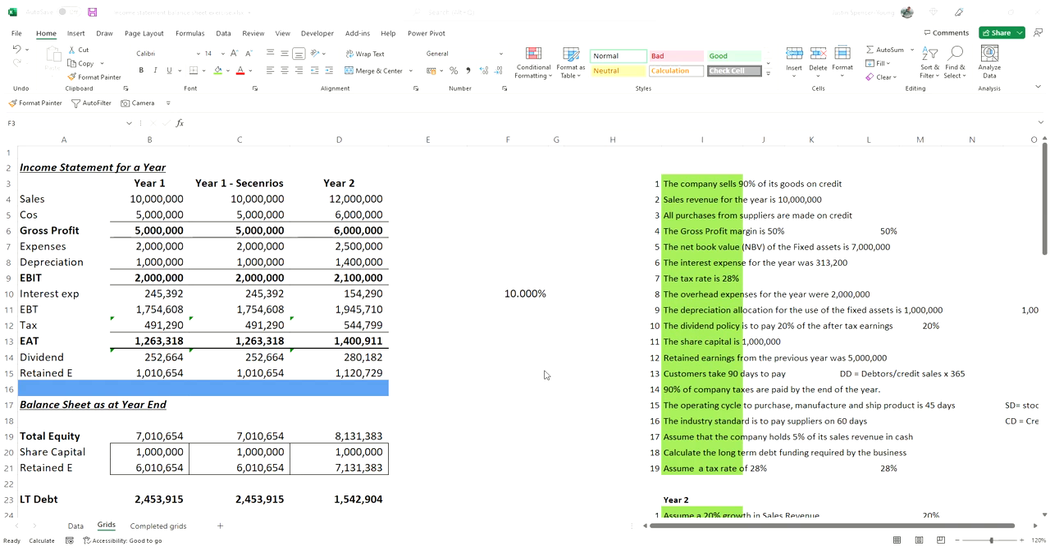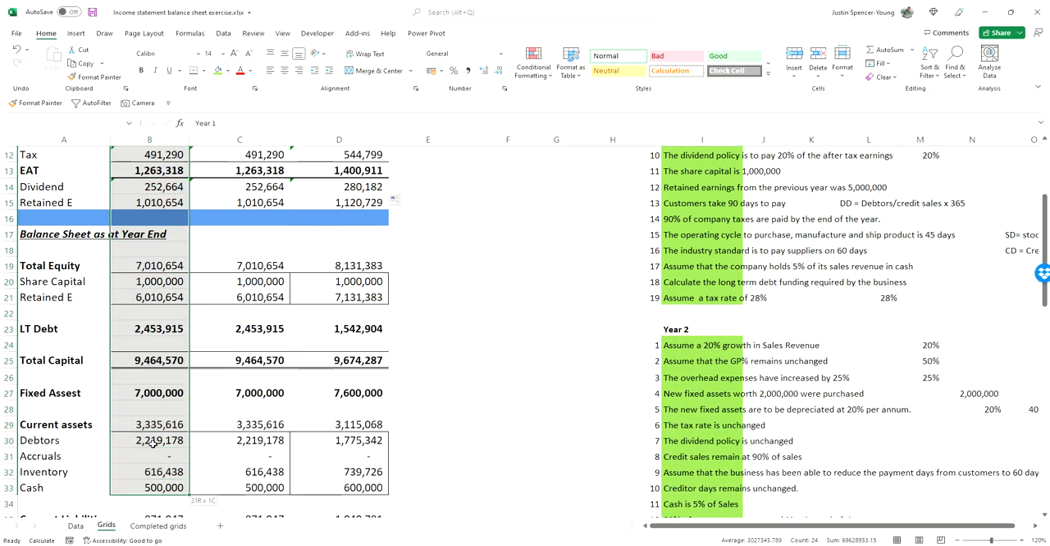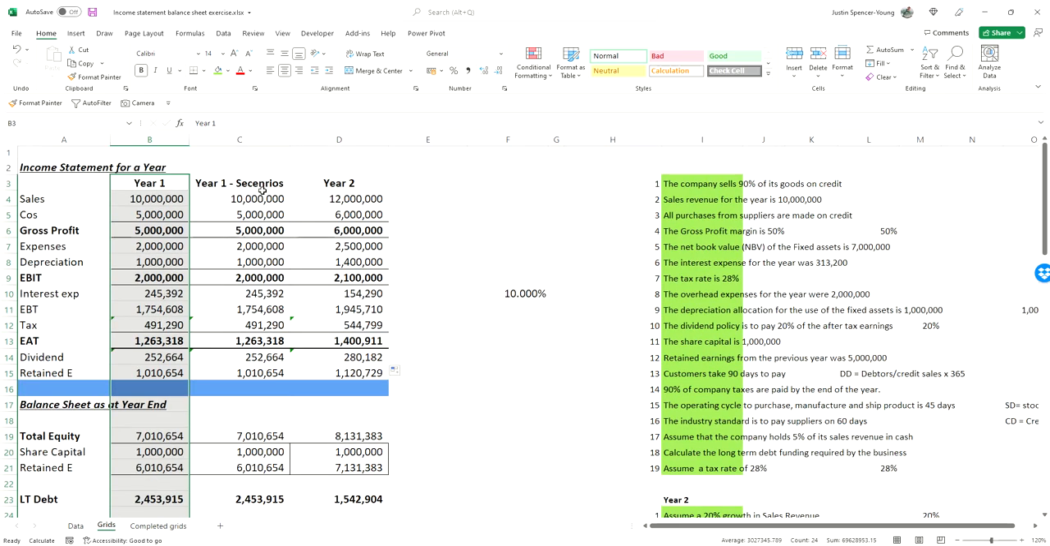Welcome back to part 3 of our income statement balance sheet exercise. What I've done to kick us off is I've taken my data from year 1, all the income statement and balance sheet data, and I've copied it and pasted it into this next column here that I've called year 1 scenarios. I had to fix a few things because there were some references to percentages that we put over here on the side, and when we copied and pasted these, it didn't all work nicely. So I've tidied this up a little bit.